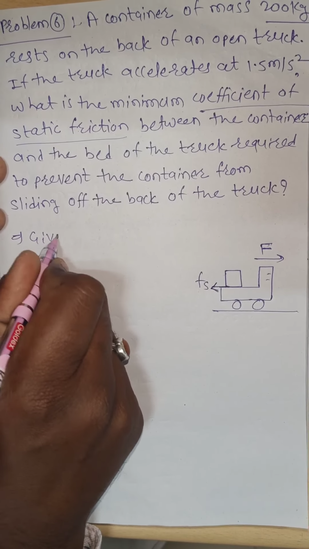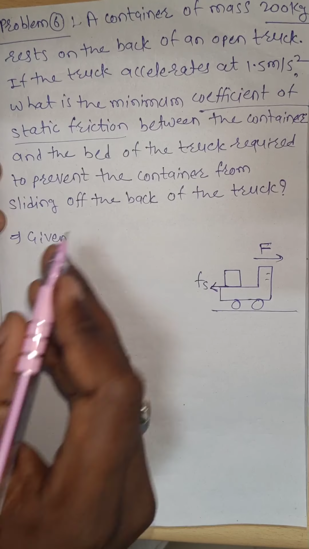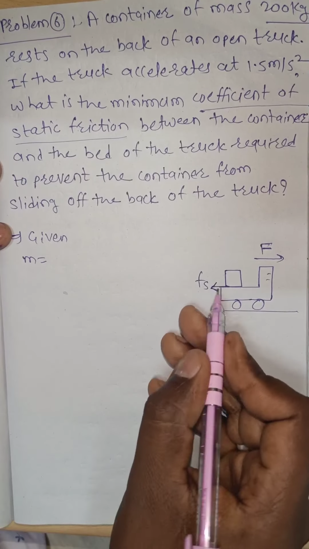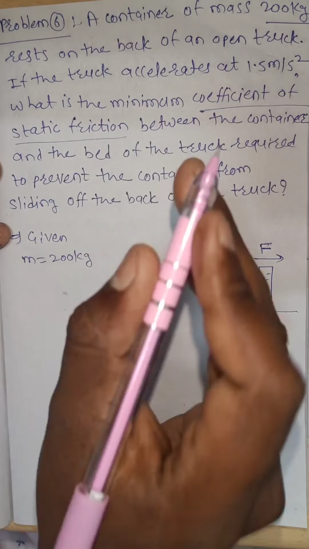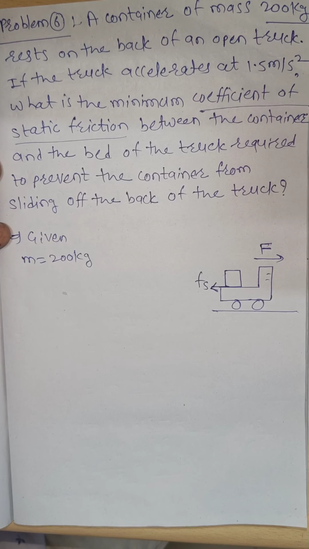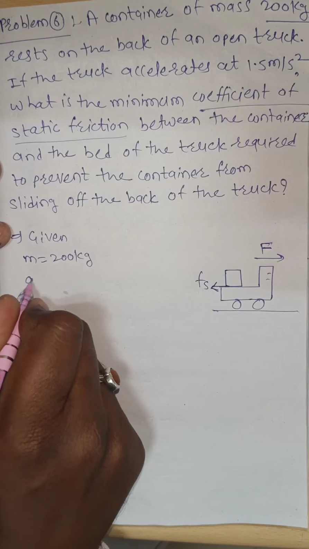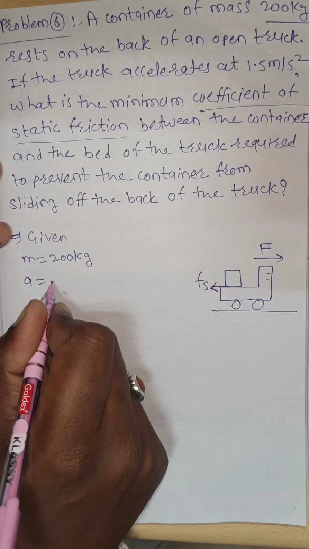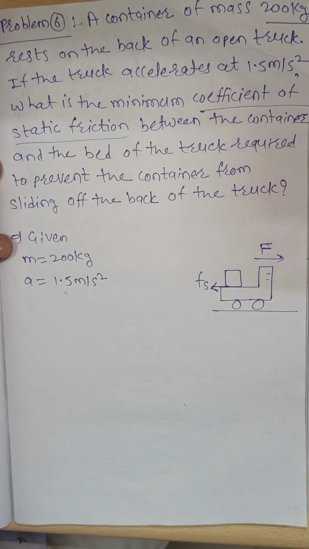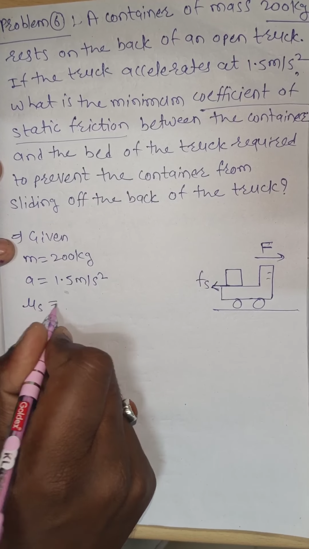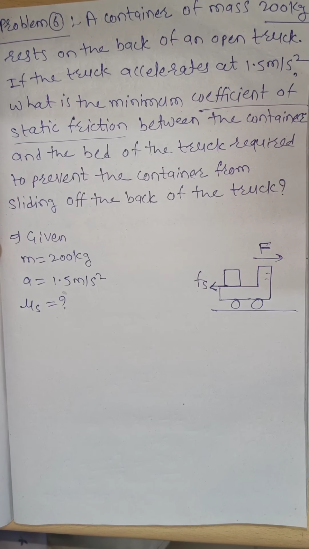Then what is given? First write down: the mass of the container is 200 kg, and the acceleration is 1.5 meter per second square, and we have to find out the coefficient of static friction.